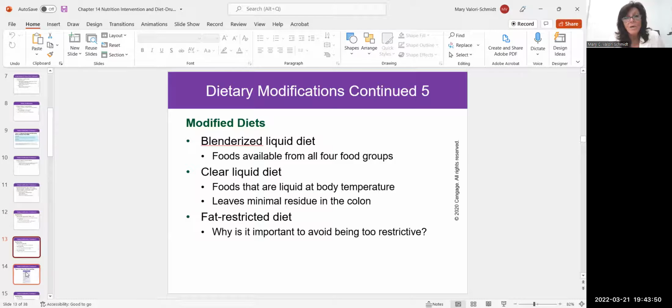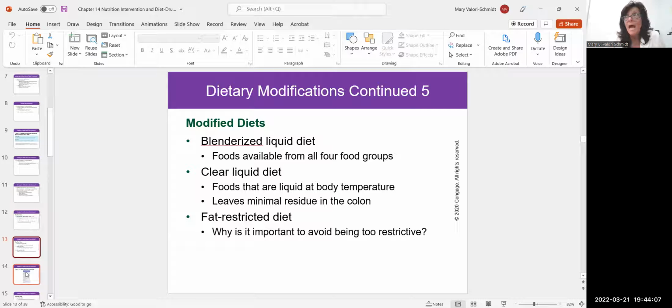I've never in my life heard of a blenderized liquid diet. That is on this slide, but I can't explain it to you because I've never seen that word before. That's crazy. I'm going to look that up when this is done. However, you will see a clear liquid diet or a full liquid diet.